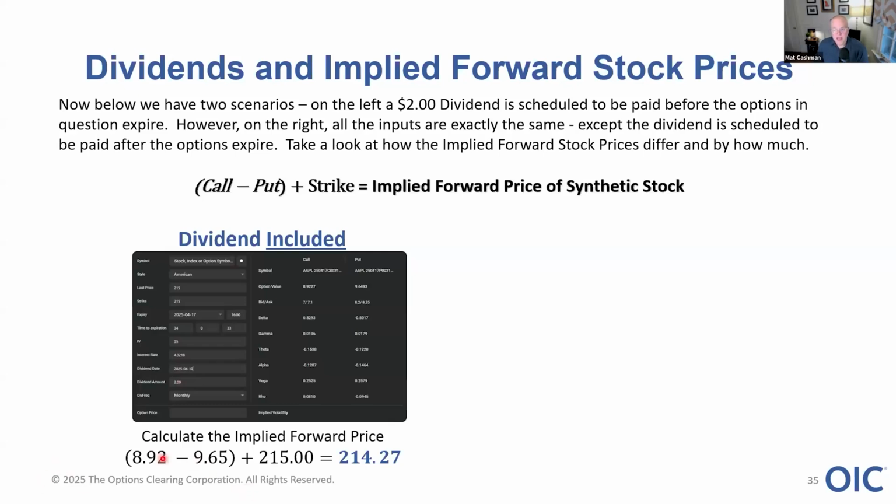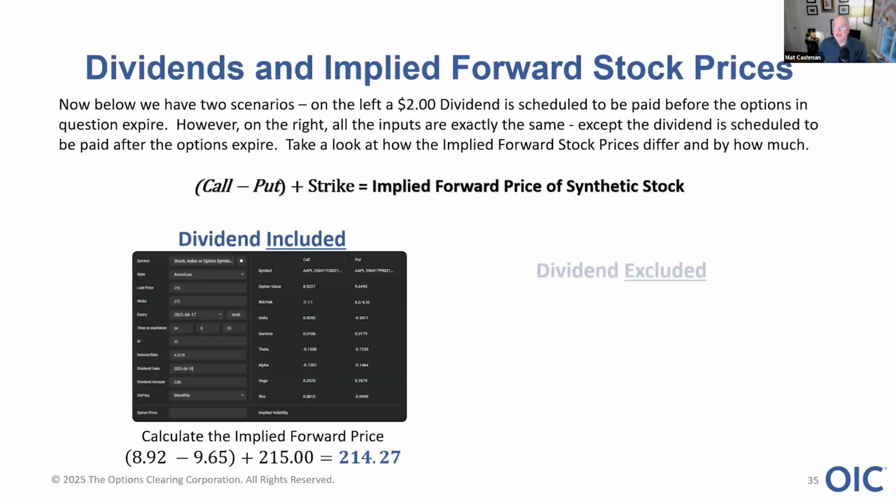So you get call minus put plus strike. In this case, you have 892 for the call. You have 964 or 965 for the put. Plus 215 equals 214.27. That's with the dividend included. You'll notice the actual synthetic price is lower than the strike. I want you to remember that because we're going to talk about that in just a moment.